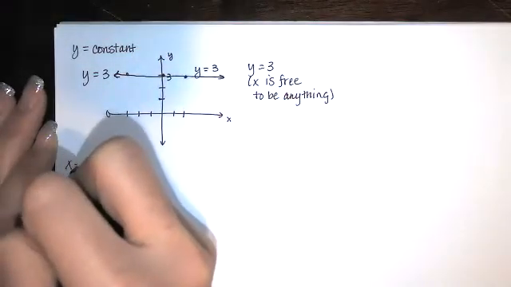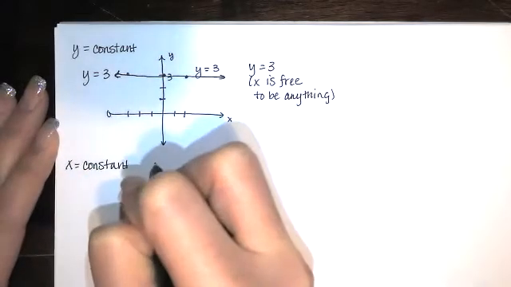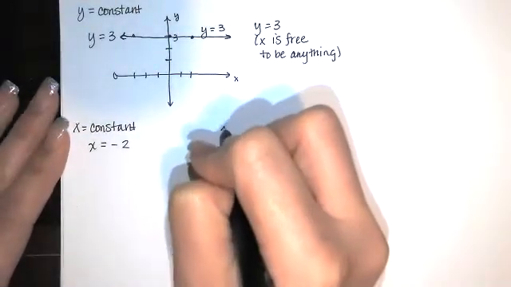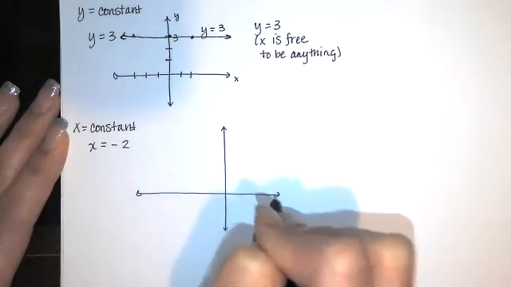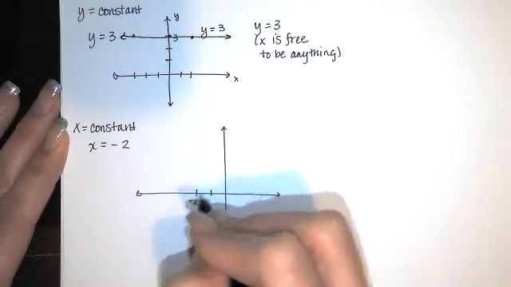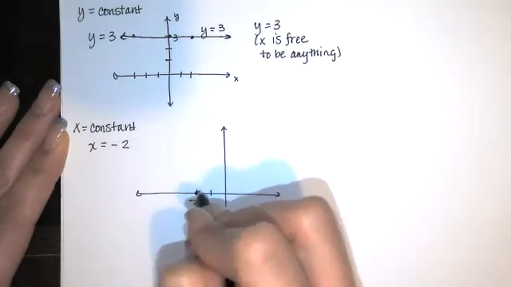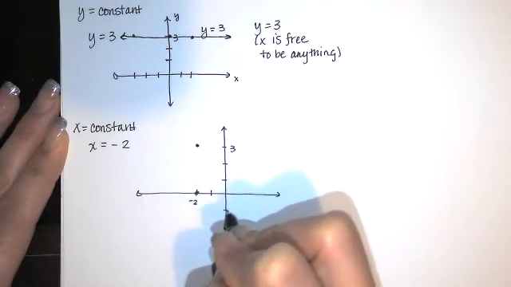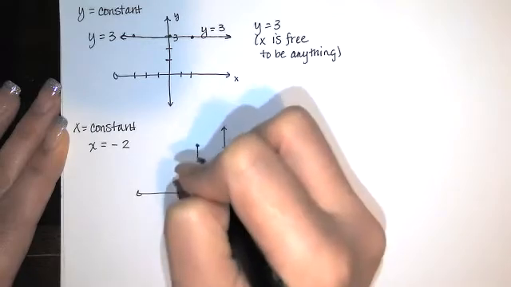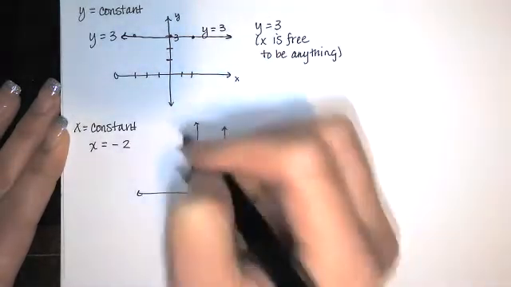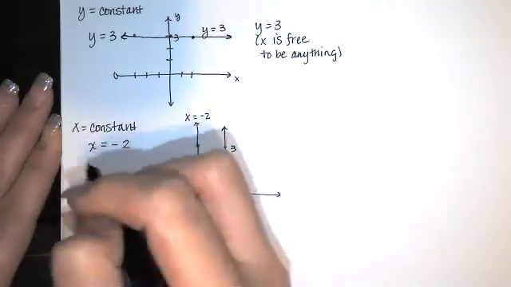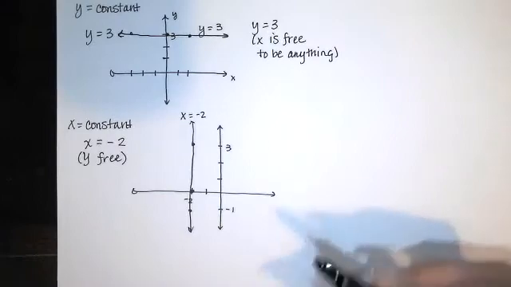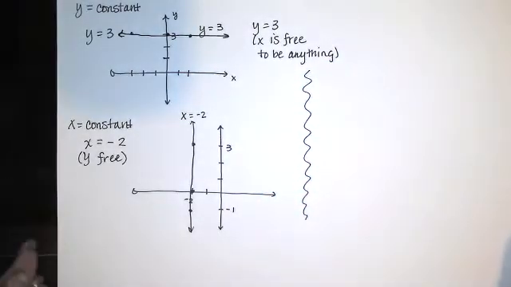Similarly, if x is equal to a constant, let's say that x is equal to -2, for example, y is free to be anything. So we're saying when x is -2, y could be 0. When y equals 3, x is -2. When y equals -1, x is -2. Doesn't matter what y is, x is -2. And so we get this vertical line. So we have x equals -2, and y is free to be any value. Okay, with that in mind, let's look at r equal to a constant and theta equal to a constant.